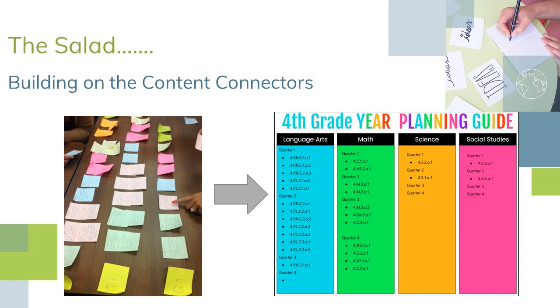And I believe the next step that we went to after tiering our content connectors was super critical. This is to get the buy-in from the rest of our staff. We divided those critical content connectors into quarters for our grade level periods. And we tried to align those standards across the grade band so that it could be possible to teach a multi-grade class and still follow the same content connector.